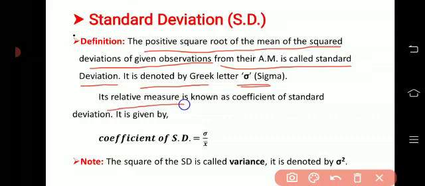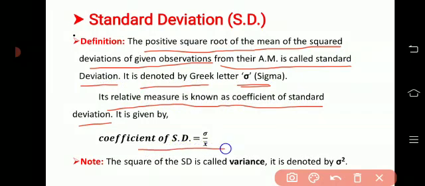The relative measure is known as coefficient of standard deviation, and it is given by: coefficient of standard deviation is equal to sigma upon x bar, that is standard deviation upon arithmetic mean. Here we have to note that the square of the standard deviation is called variance, and variance is denoted by sigma square.